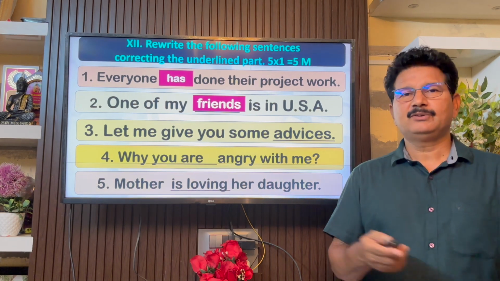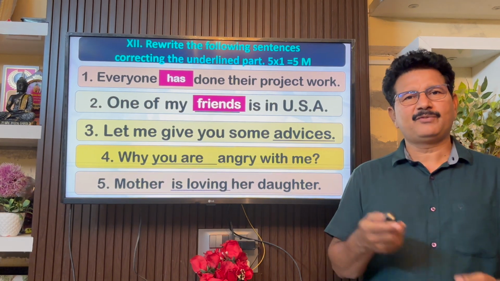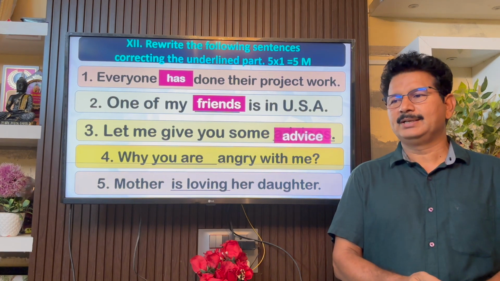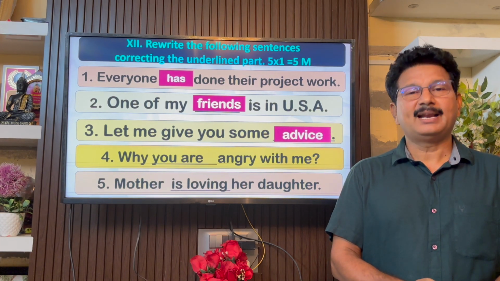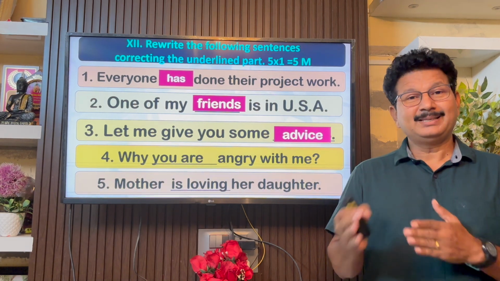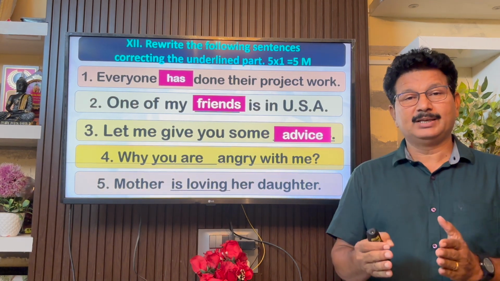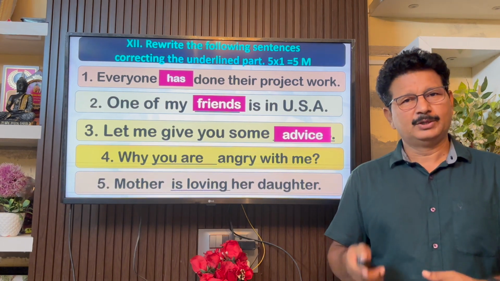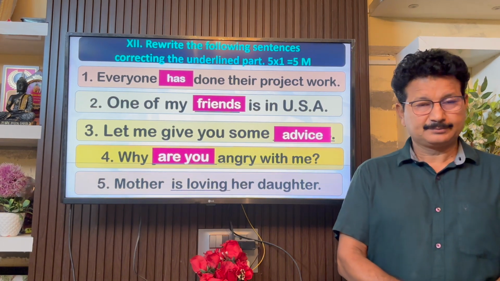And the third one is we should not use "advices" or "informations". So simply, you have some advice or a piece of advice. Then, the basic idea is that after a WH word you should use a helping verb. So, why are you angry with me?